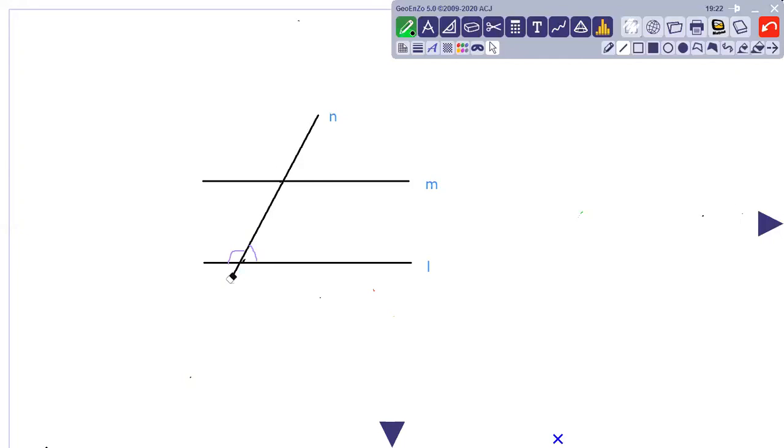These two angles form a linear pair. Similarly, I have shown that the bottom two angles also form a linear pair. That means they together will give you 180 degrees. This is not about parallel lines.